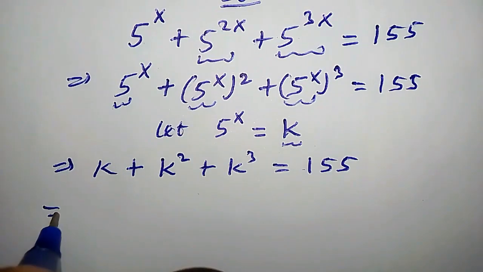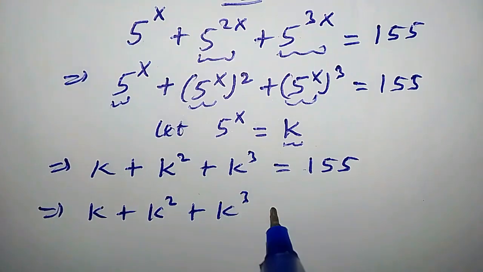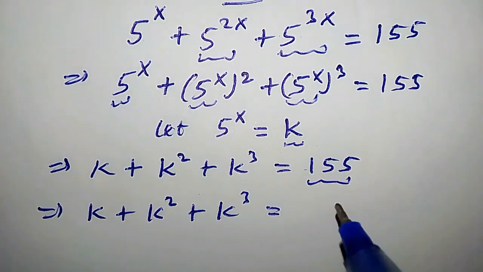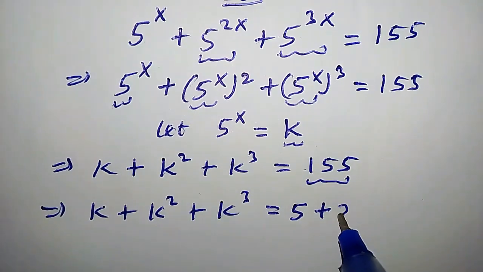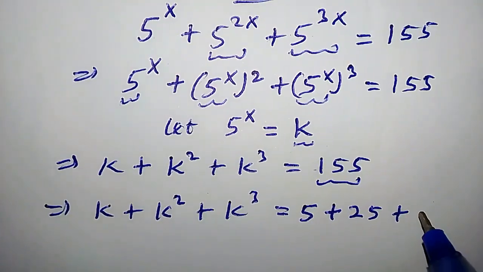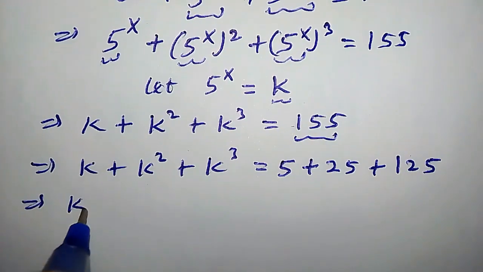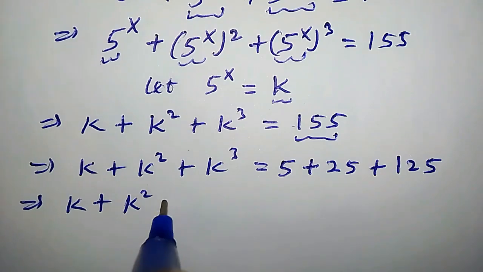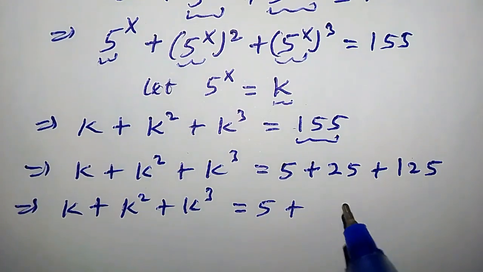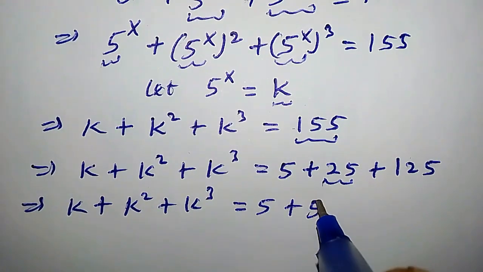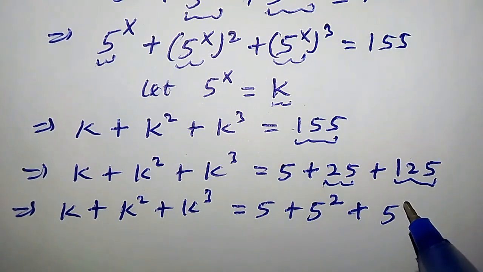Let's continue. This implies that k plus k to the power of 2 plus k to the power of 3 is equal to 155, which could be written as 5 plus 25 plus 125. Let's proceed further. This implies that k plus k to the power of 2 plus k to the power of 3 is equal to 5 plus 25, which could be written as 5 to the power of 2, plus 125, which could be written as 5 to the power of 3.